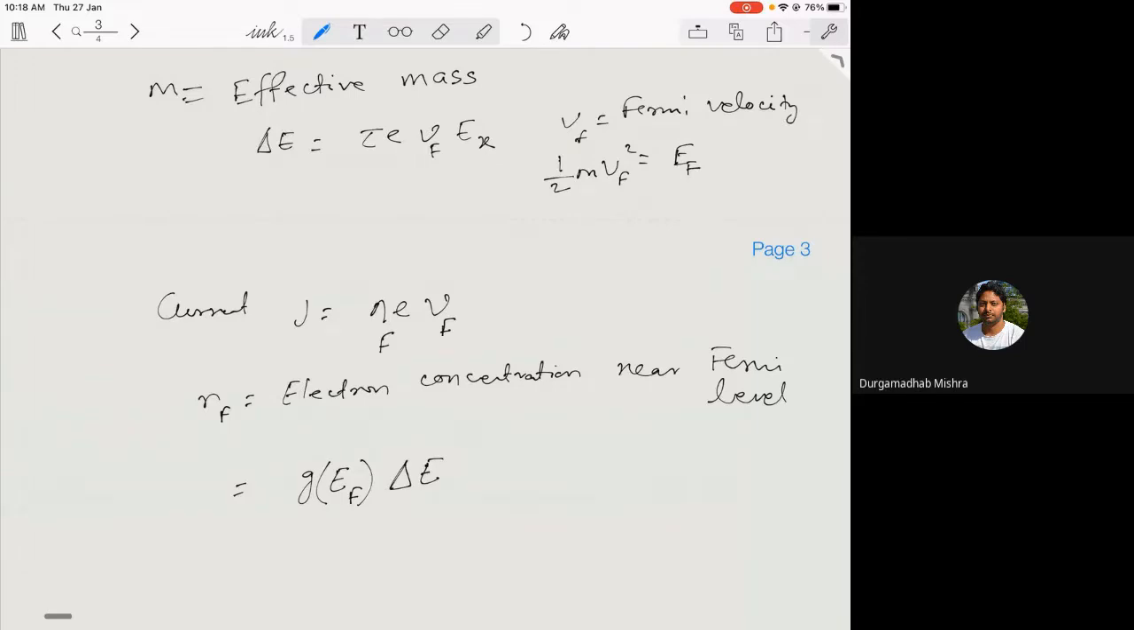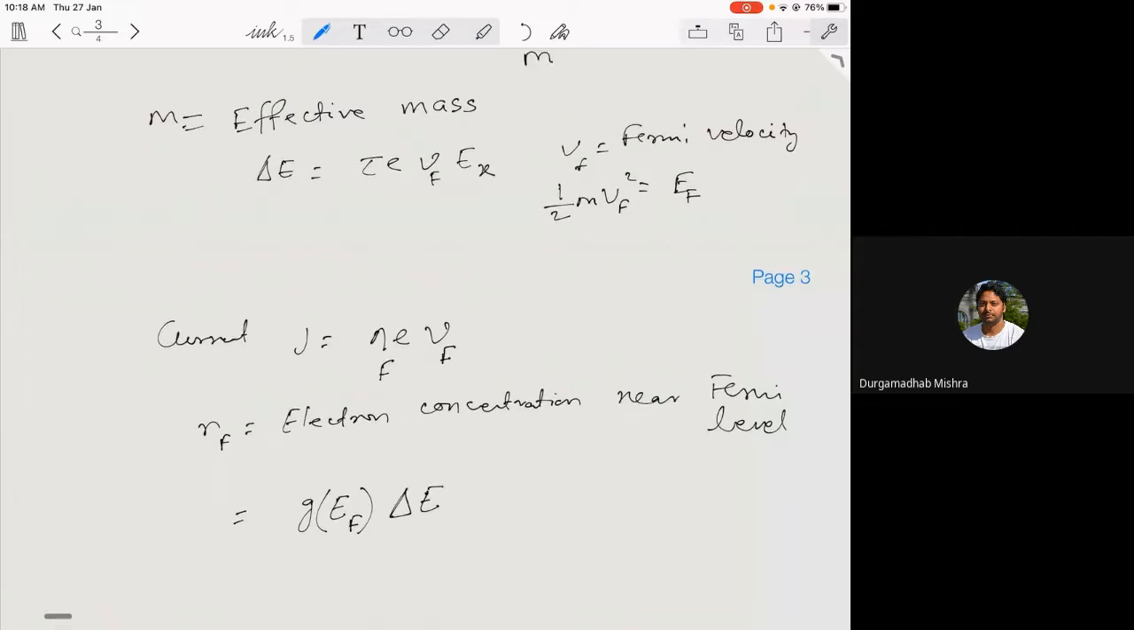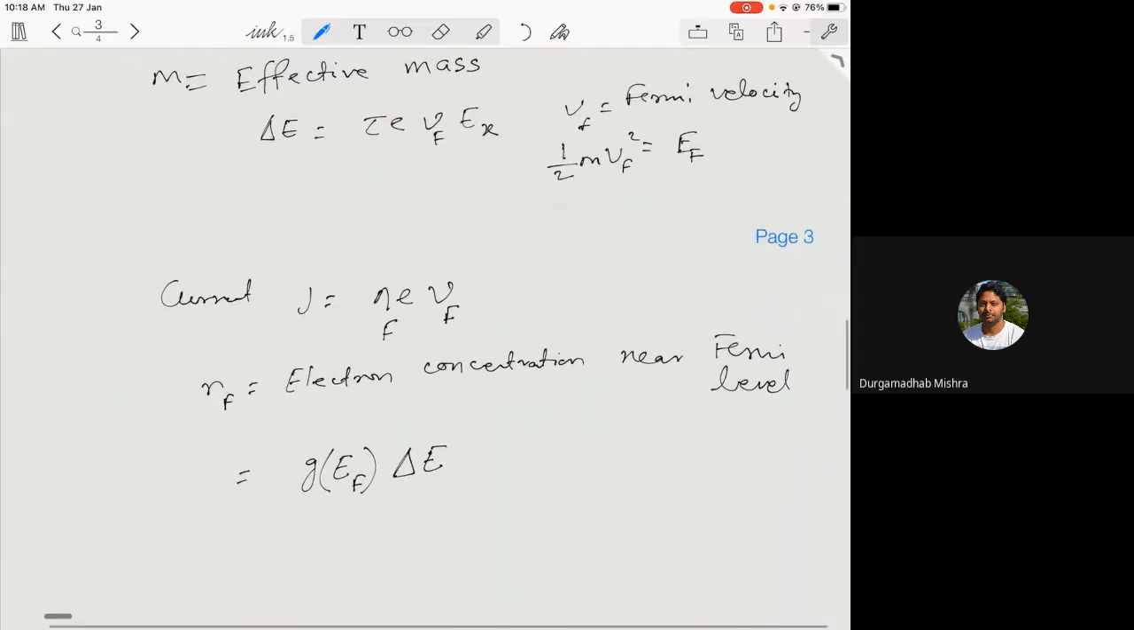Okay, so this is the energy. So electron concentration will be N of F, G density of states, into the energy difference within. So this is the electron concentration per unit volume within the energy range E to delta E. Okay.